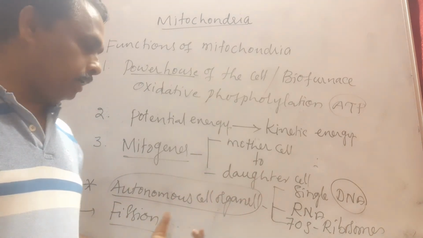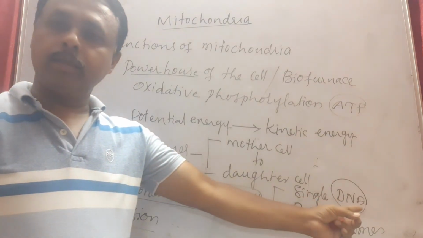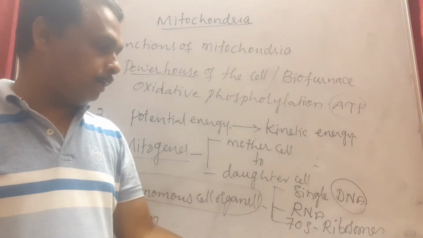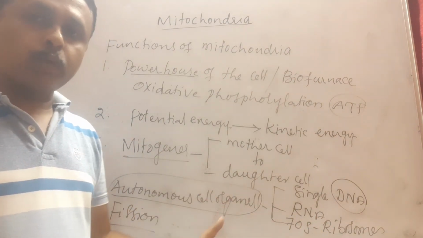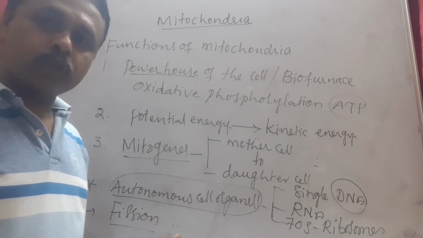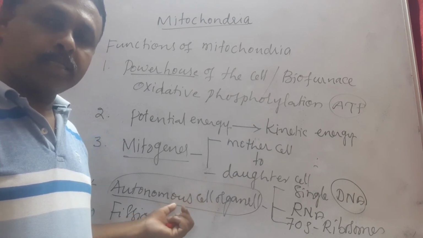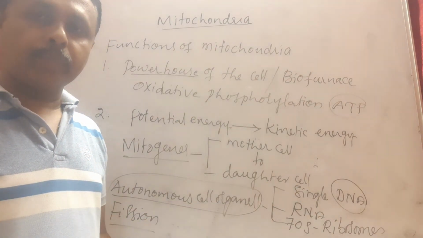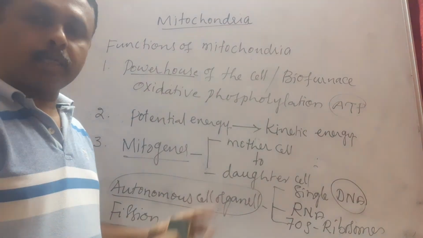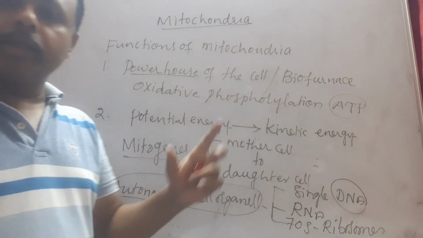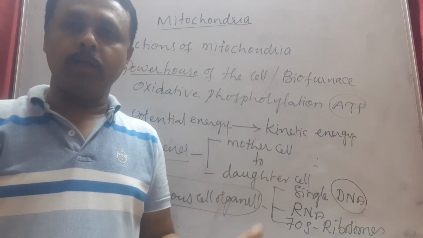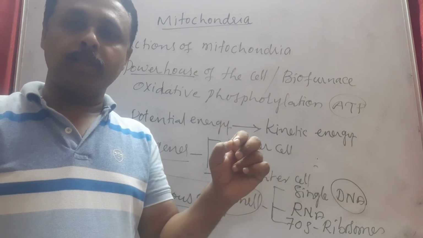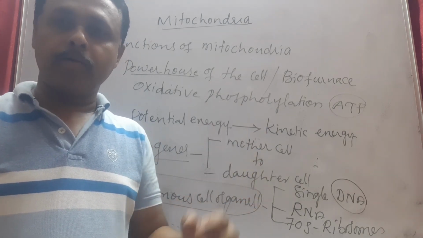The matrix of mitochondria contains a single double-stranded DNA, all three types of RNA, and 70S type of ribosomes. That's why it undergoes replication. That is the reason why it is considered a semi-autonomous cell organelle. And this is about the ultrastructure. Here one important thing is the oxysomes. The number of oxysomes we need to remember is about 10 power 4 to 10 power 5 in number.